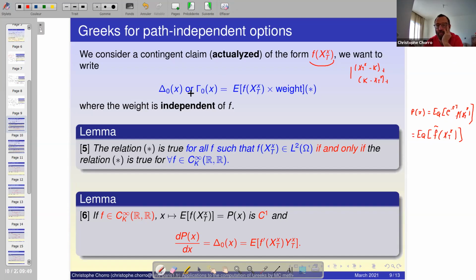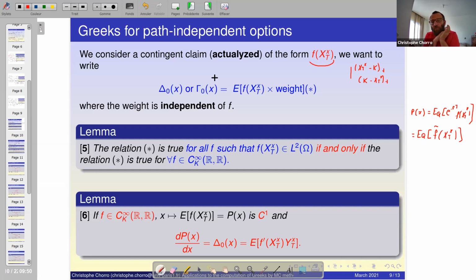And I repeat that I do the things at time t equal to 0 in order to simplify just the computations, but they are exactly the same. I want to write the delta and the gamma this way as the expectation. So that is implicitly here the expectation under Q, the one equivalent martingale measure, of the payoff multiplied by a random variable I have to determine. And what I want is that this weight I obtain here is independent of small f. That is, I have the same weight for any f, in particular for any put, any call. I want the same weight in order to compute the Greeks.